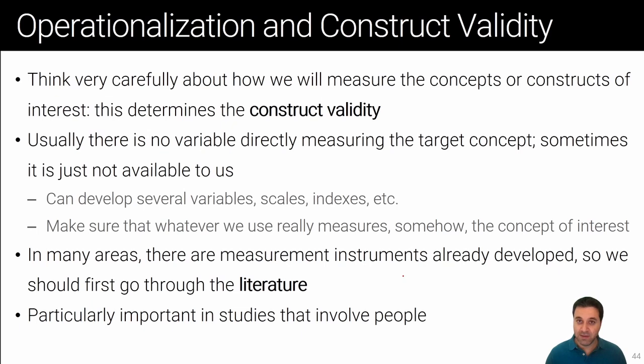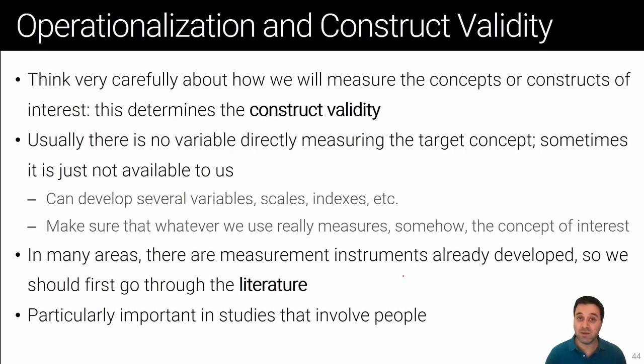When we talk about construct validity, we talk about the operationalization. So how we measure the concepts that we want to measure, what variables do we measure. And at this point, we have to think very, very carefully about how we're going to measure those concepts of interest. This is what determines validity. So usually there's no variable directly measuring the target concepts. Sometimes it's just not available to us for whatever reason. So we could think about developing several variables, using scales, indexes, etc. We have to make sure that whatever we measure really measures somehow the concept of interest, and that is not measuring something else that might be related to it.